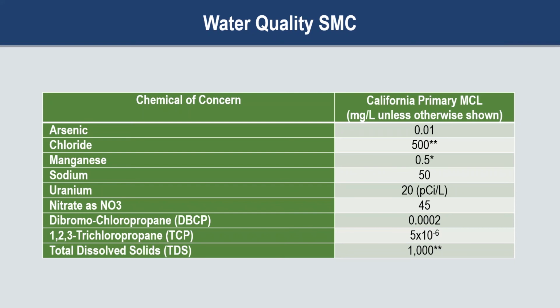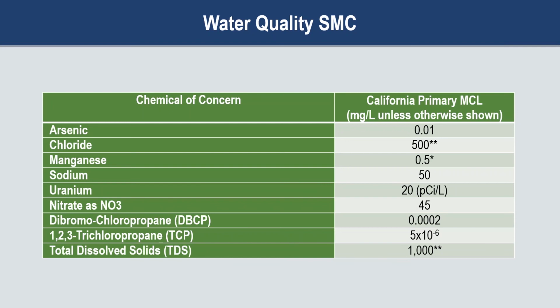On the right-hand side is the standard set by California. The numbers with 2 stars, which are chloride and TDS, are a secondary MCL. The primaries are required, the secondaries are recommended. And then the 1 star for manganese is a notification level, so there's no required contaminant level set by California. It's more of a guideline.